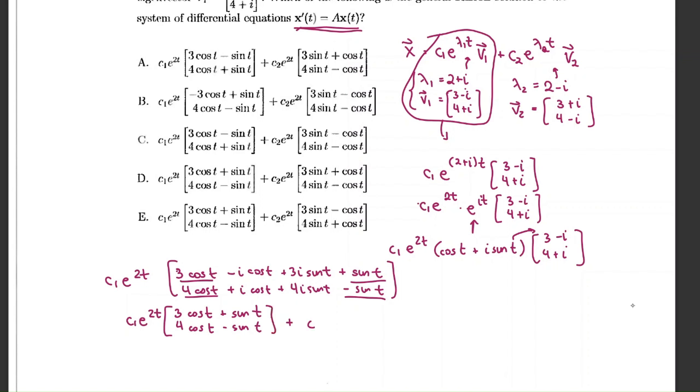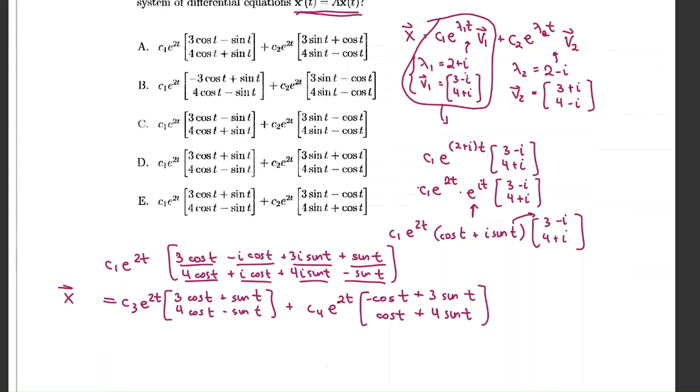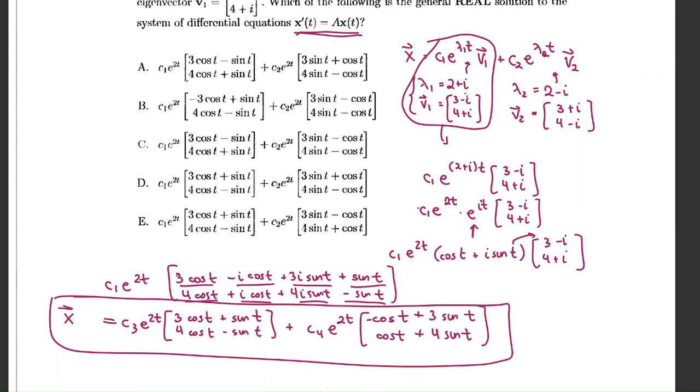And then I should probably make this constant different. So let's do c3 times e to the 2t plus c4 times e to the 2t times, now I'm going to use the imaginary part, which is negative cosine t plus 3 sine t from here, and then cosine t plus 4 sine t from here. So this is actually a solution to the differential equation if I just split things up into their real and imaginary components, and I take the real part and the imaginary part as my two solutions. So this is a valid solution for this differential equation.